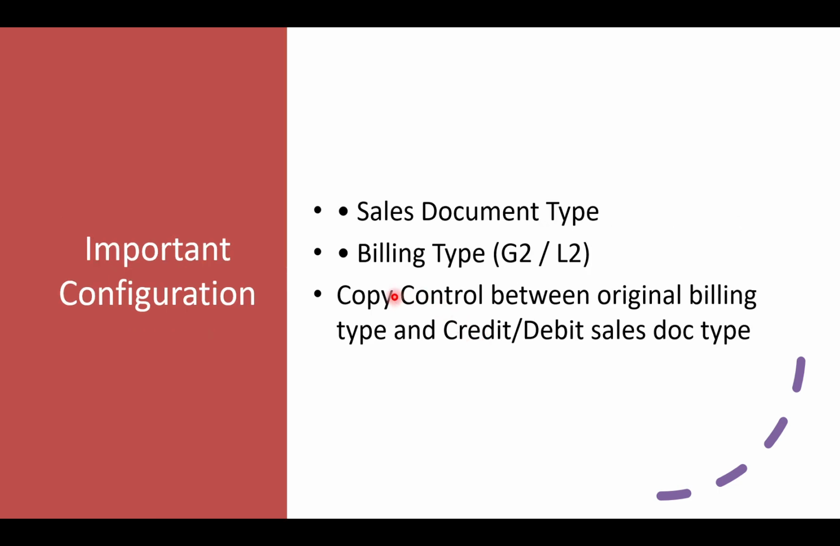These are the configuration steps for the credit memo or debit memo. First we have to define the sales document type for both credit memo and debit memo, and then the billing type, which is nothing but a credit note or debit note. G2 and L2 are the two standards. And then copy control, between the original invoice and the sales document type, and between the sales document type and the billing type.